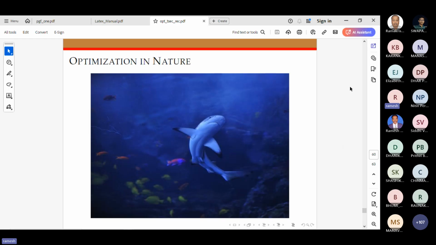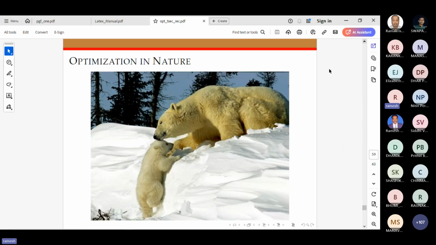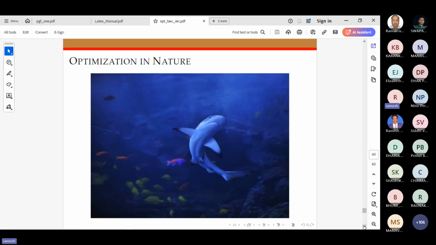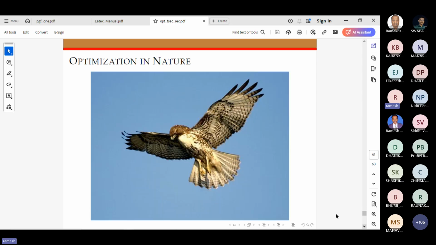For example, this polar bear. The size of the polar bear is an optimum. Actually, it cannot be bigger than this, or it cannot be smaller than that. So that's because of the need for retaining enough heat in that cold climate, and at the same time, similarly for the shark. The surface has to be hydrodynamically designed so that the minimum shear stress will be there. Similarly for the bird, in fact, there is a complete PhD thesis available online for the structure of this bird wing. This was done in UK actually.